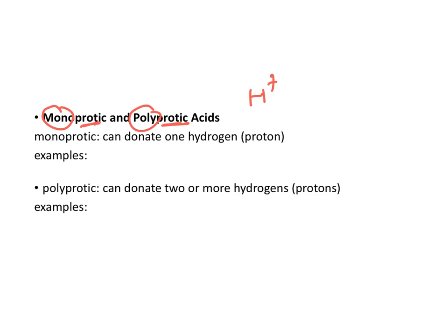So a monoprotic acid would be something like hydrochloric acid. When it ionizes in water, it has only one proton or hydrogen ion to give up. An example of a polyprotic acid, whoa, look at phosphoric acid. It has 3 protons to give up when it ionizes or reacts with water. And that'll be something that we look at more in our next lecture.